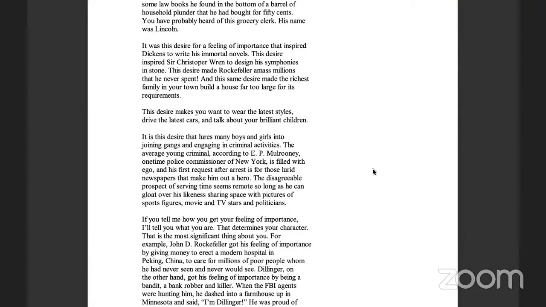It is this desire that lures many boys and girls into joining gangs and engaging in criminal activities. The average young criminal, according to E.P. Maloney, one-time police commissioner of New York, is filled with ego, and his first request after arrest is for those lurid newspapers that make him out a hero. The disagreeable prospect of serving time seems remote so long as he can gloat over his likeness sharing space with pictures of sports figures, movie and TV stars and politicians. Yeah, you can stop there.